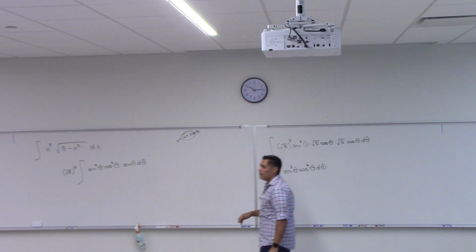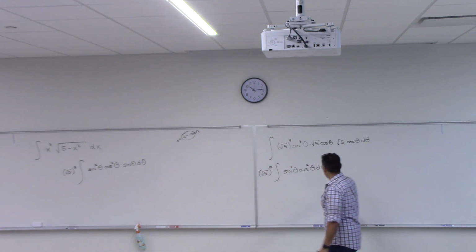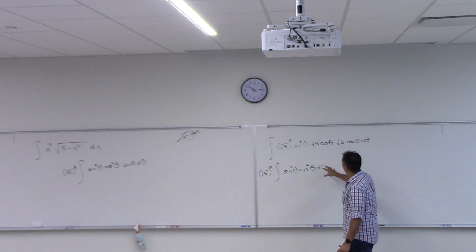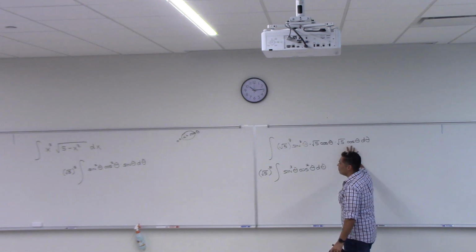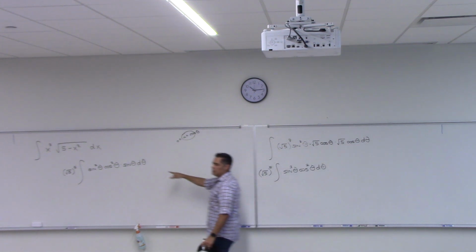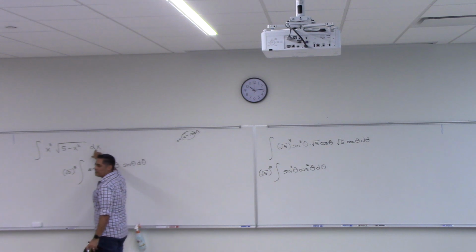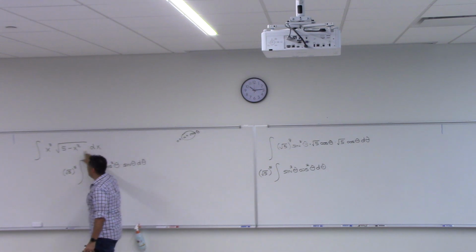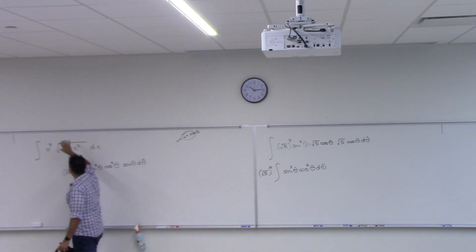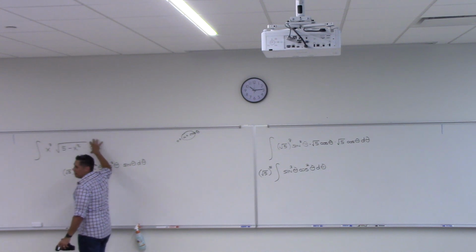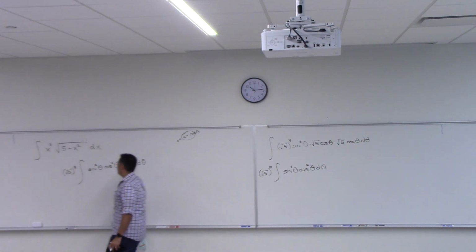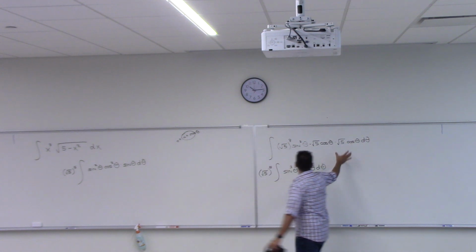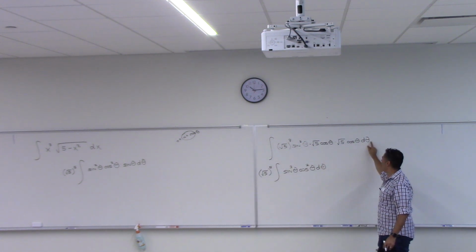Yes? Where did the second square root 5 cosine come from? That was dx. Oh. That was dx. Okay. Yeah, you have to account for everything. This needs to be replaced, that needs to be replaced, and that needs to be replaced. So it was the dx is where this came from. All of this is dx.